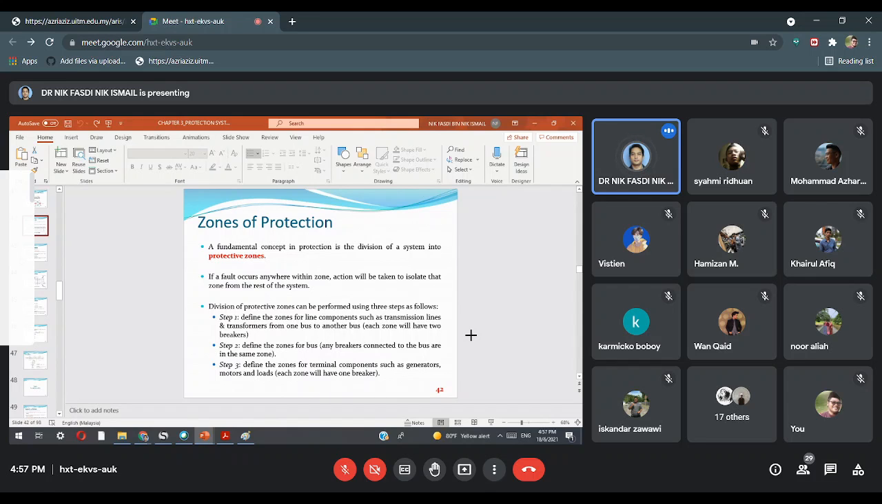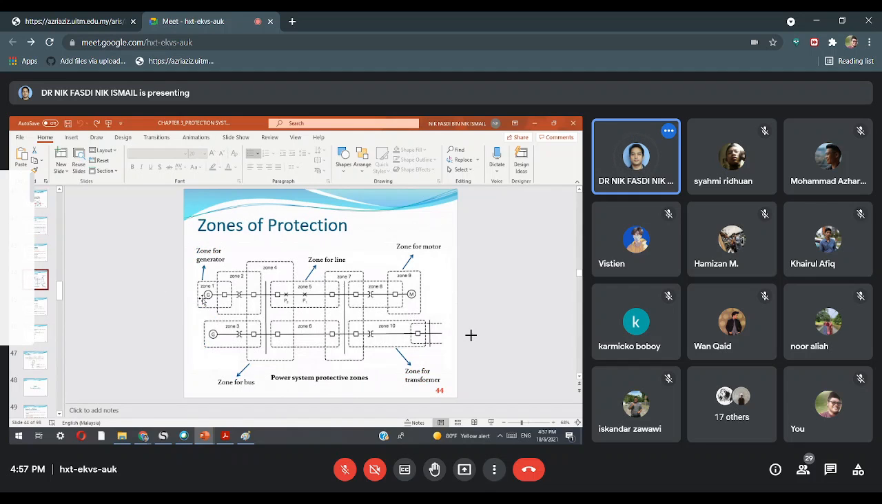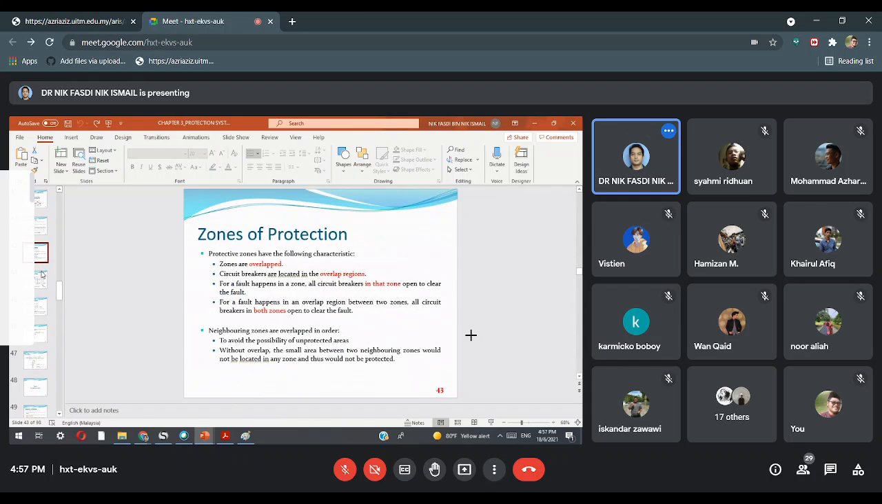So you have to define and know this. Usually we have standards. For example, the generator is one zone, the transformer is one zone, and they will overlap. The bus bar is one zone, the transmission line is a zone too. We set a zone for line, zone for bus, zone for transformer, zone for motor. These are the zones of protection. Okay.